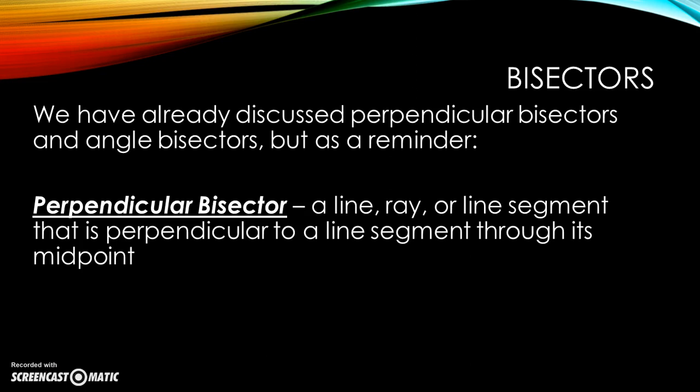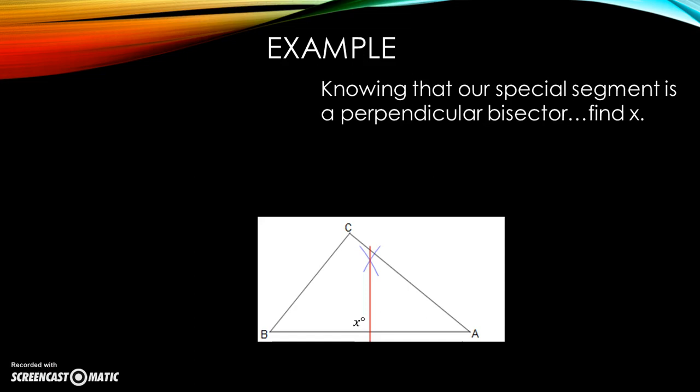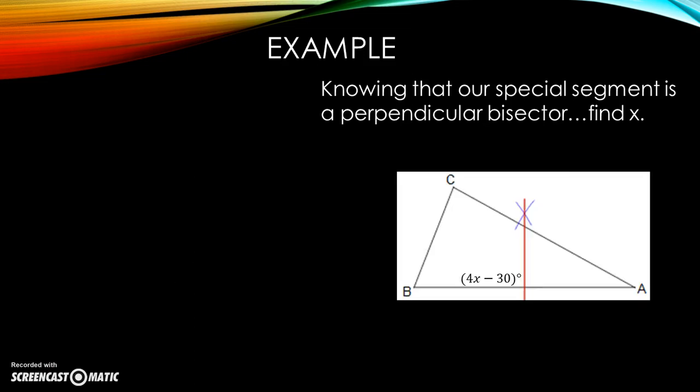Next one is a perpendicular bisector. It cuts the segment in half as well as making it perpendicular, so 90-degree angle. So this one's asking how big is the angle. It's just 90. So 4x minus 30 is the angle, equals 90. Plus 30, you get 120. Divide by 4, you get 30.